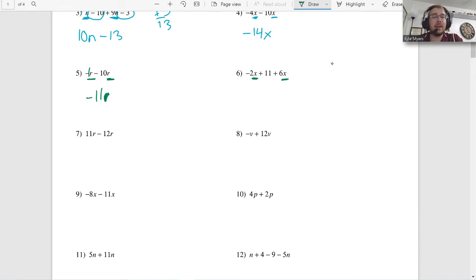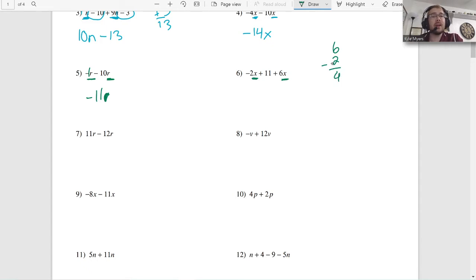Yes, they both have x. Step 2, do they have the same amount of letters? Yes, they both have 1x, meaning x to the first power. So negative 2 plus 6, the signs are different. If the signs are different, I subtract. 6 minus 2 is 4.